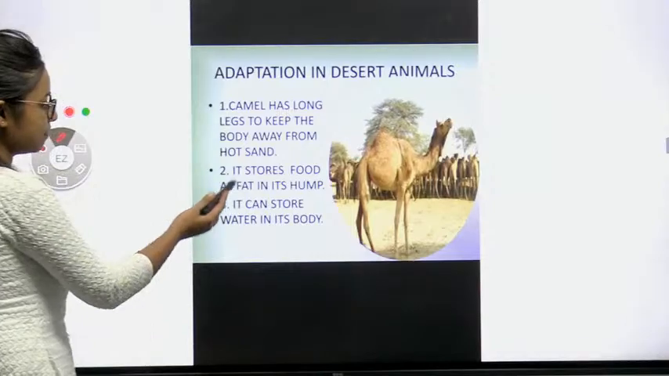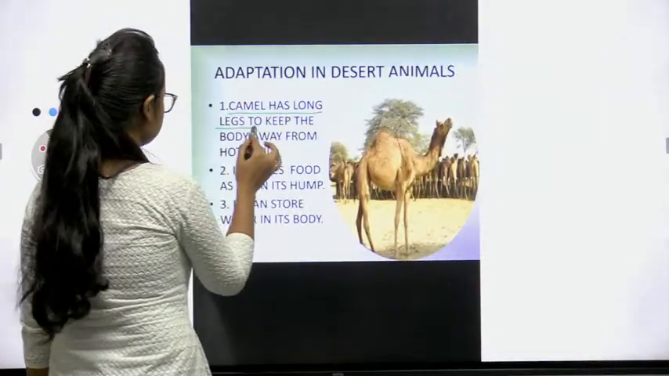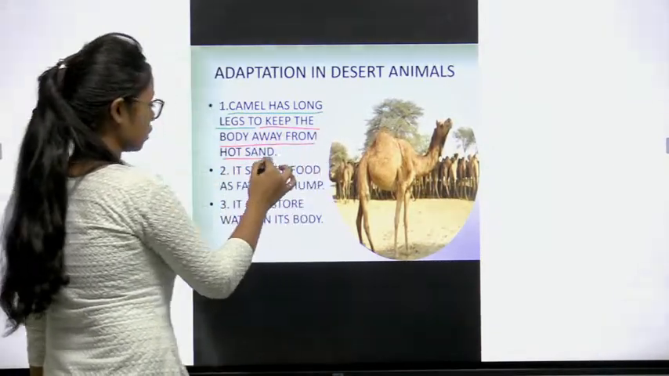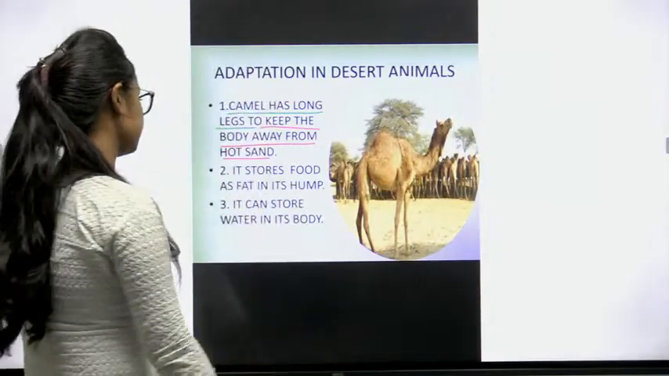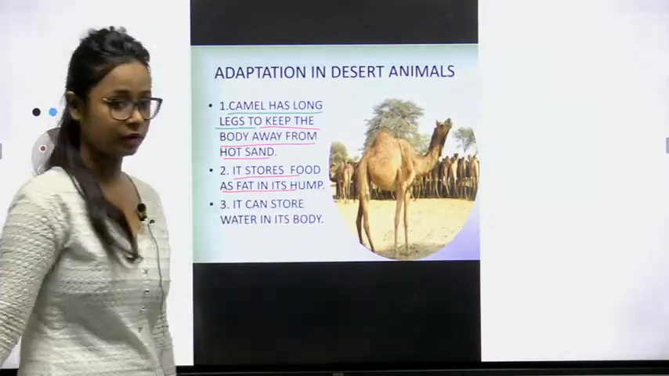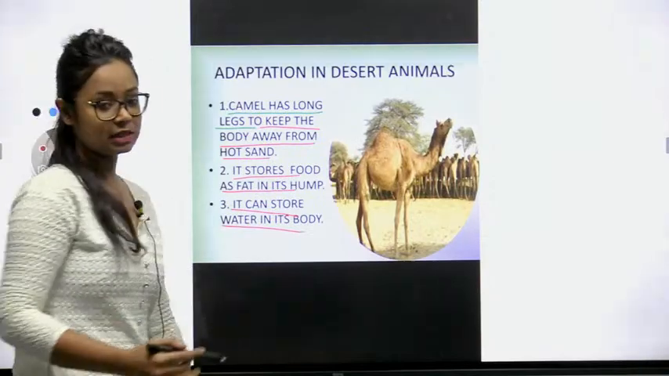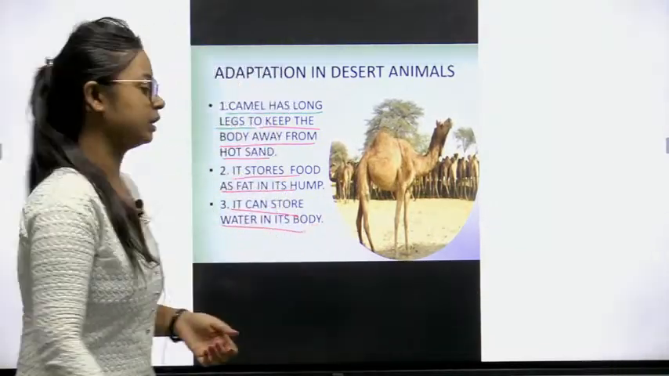These are the adaptations of desert animals. That camel has long legs to keep the body away from the hot sand. That's why they have very long legs. Clear? Next, it stores food as fat in its hump. And it can store water. As you all know, there is a very small amount of water in a desert, so they store water in their body. Clear?